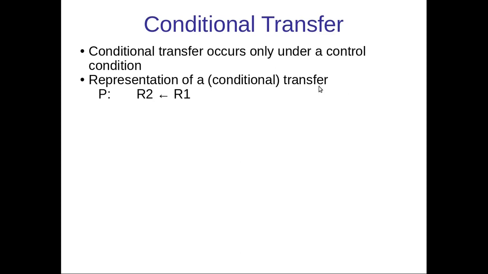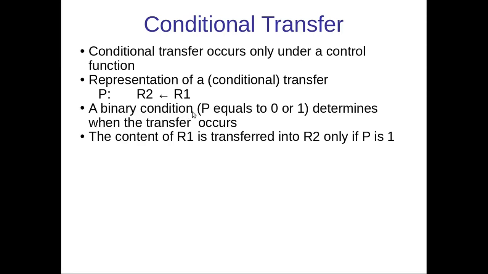Another concept is conditional transfer. Conditional transfer occurs only under a control condition. In that case, while we are specifying in RTL, we can use a control condition and then the operation. So the representation of a conditional transfer will be like this: P colon R2 gets R1. This is our operation. Then P colon, this will form our control function.